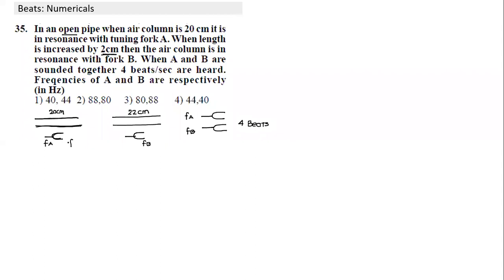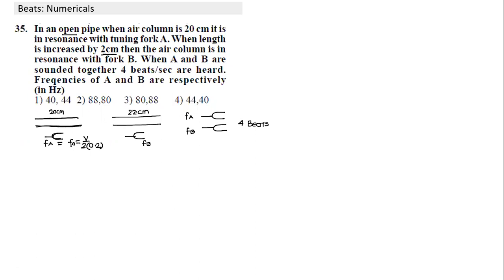And what is the fundamental frequency of an open pipe? It is equal to V by 2L. So what is L, we will substitute. This is V divided by 2 into 0.2, and this is equal to FA. So that is the first bit of information.